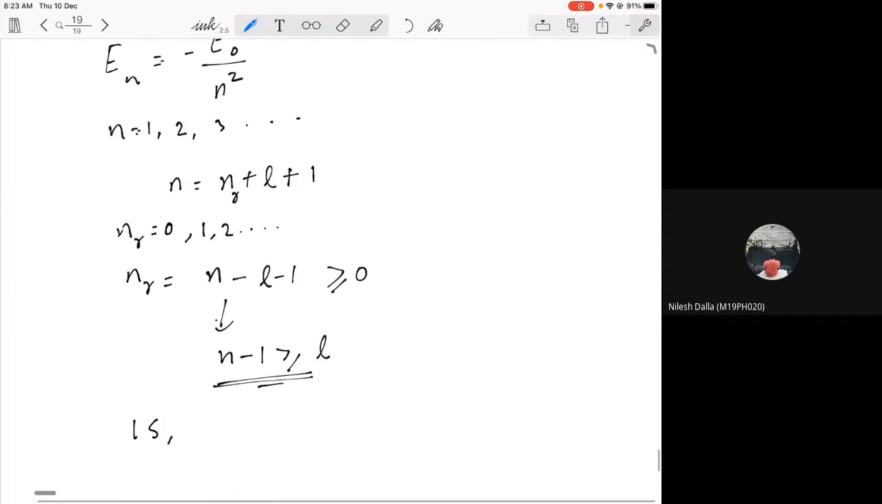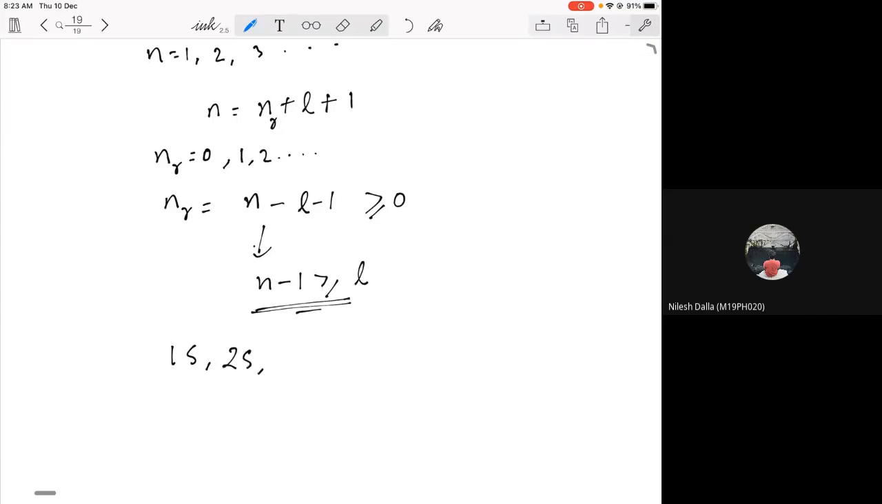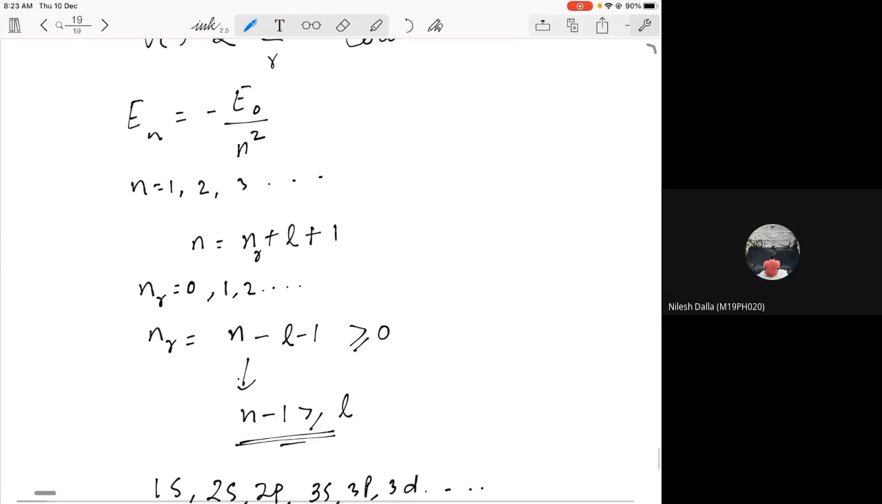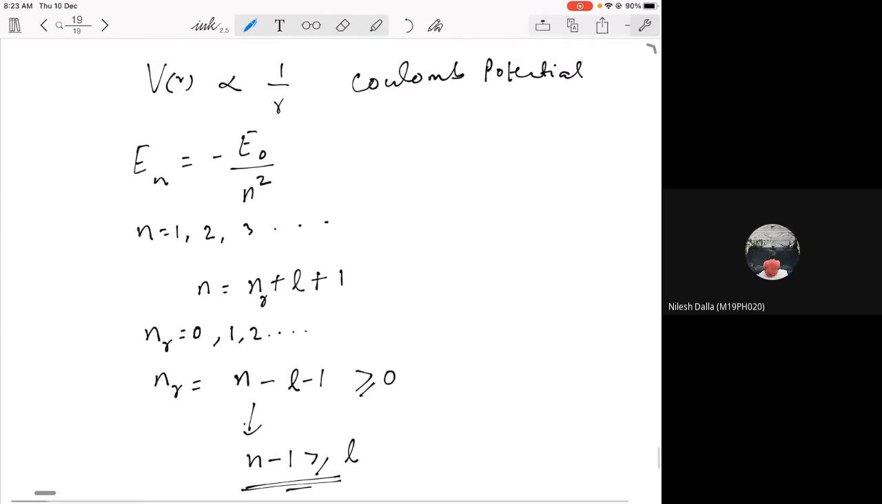Okay, and so here in this atomic orbital, you'll have 1s, then 2s and 2p, then 3s, 3p, 3d, and so on. So you cannot have a 2d or a 1p or 1d, like that. This restriction comes due to the discretization of the energy levels, and basically it is due to the potential, which is a Coulomb-like potential.